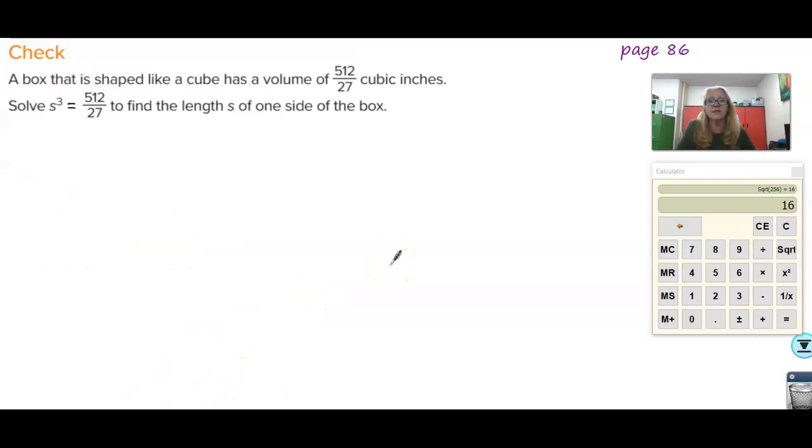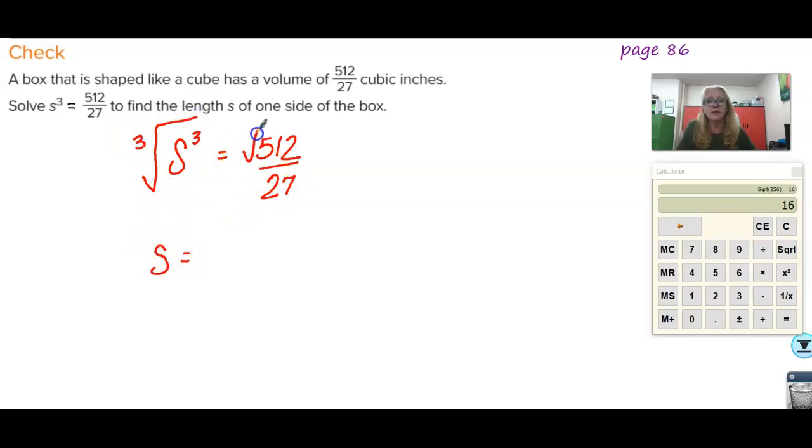A box that is shaped like a cube has a volume of 512 over 27 cubic inches. Could they make that any more complicated? Solve s to the third equals 512 over 27 to find the length s of one side of the box. So what you would do is take the cube root of s to the third, which is just going to give us s.